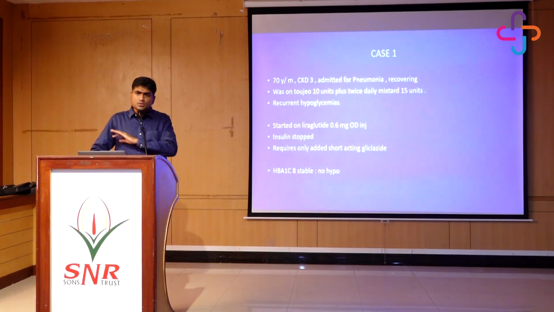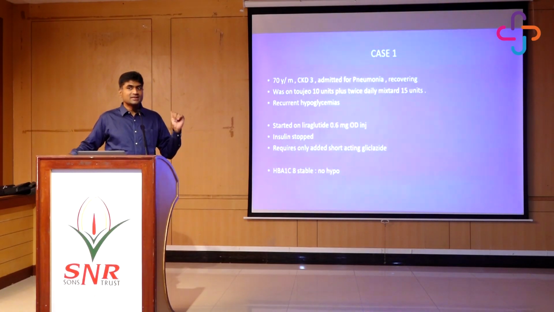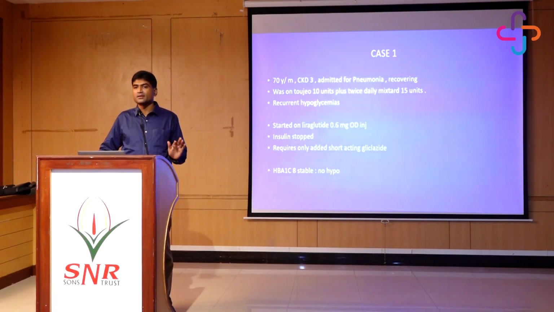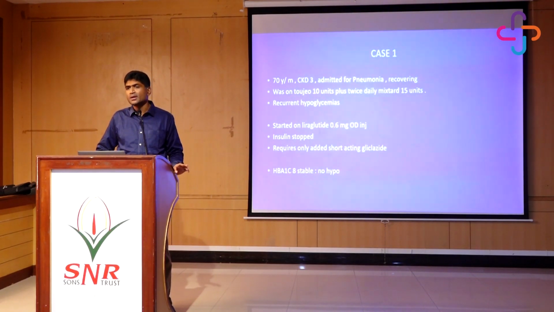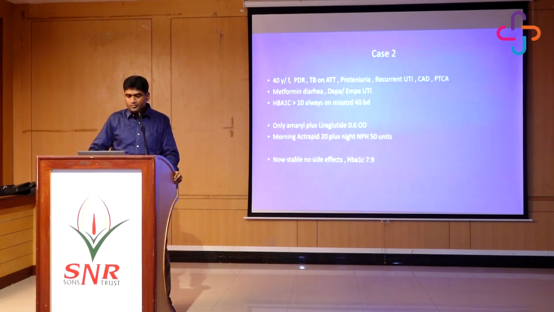So we started liraglutide injection. Insulin is stopped now. Requires only small pills of glycoside. That's all. Patient is doing very well. HbA1c, remember, these patients need not have an HbA1c of 7 throughout life. Less than 8, 8.5 will suffice, and no episode of hypoglycemia. One episode of hypoglycemia can cause death in these patients.